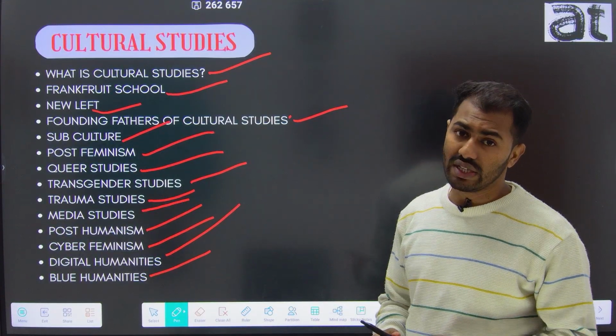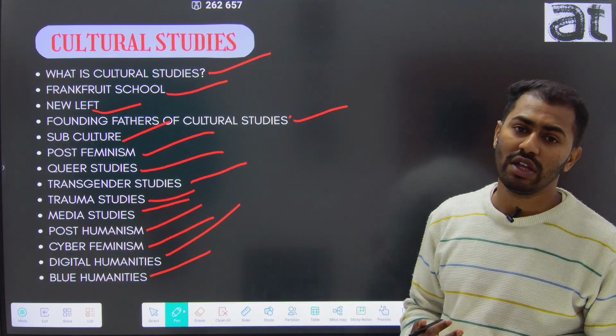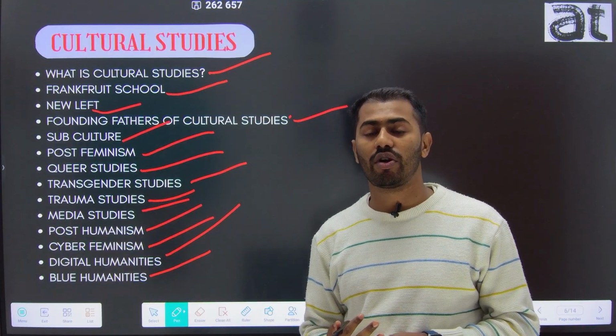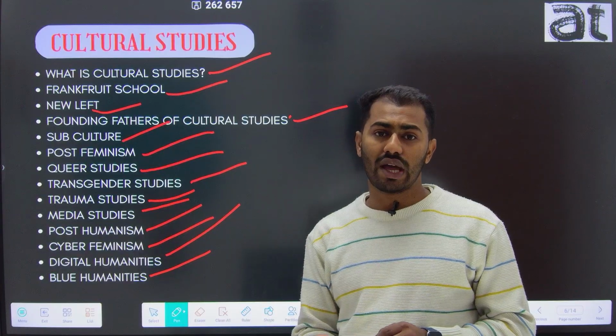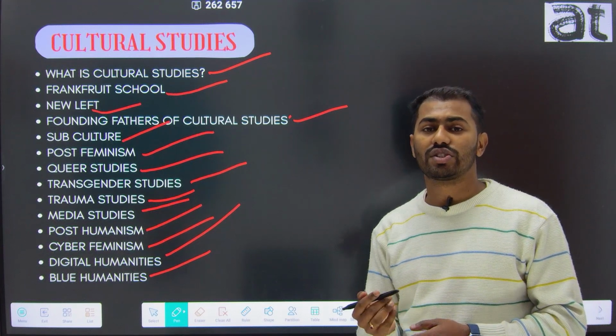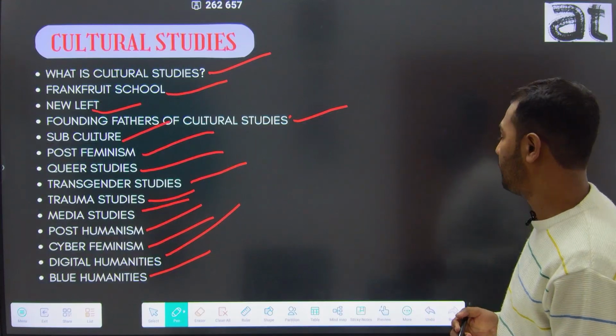From cultural studies, at least 7 to 10 questions come in the UGC NET exam. So if you want to pass this exam, cultural studies is very important. In recent years, we have seen that most of the questions come from cultural studies and literary theory in the UGC NET JRF exam.